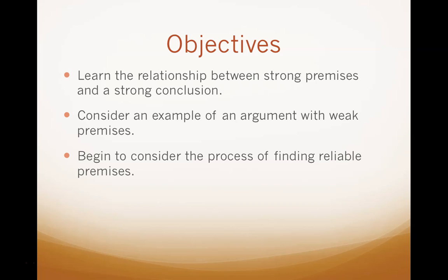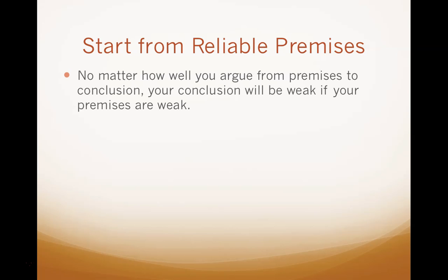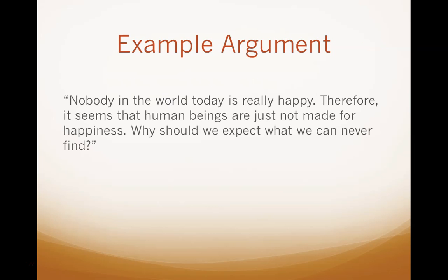Then we'll have the opportunity to consider an example of an argument with weak premises. And then we'll begin to consider the process of finding reliable premises. When you are writing an argument, it's important to start with reliable premises. No matter how well you argue from premises to conclusion, your conclusion is going to be weak if your premises are weak. So, here's an example of an argument.